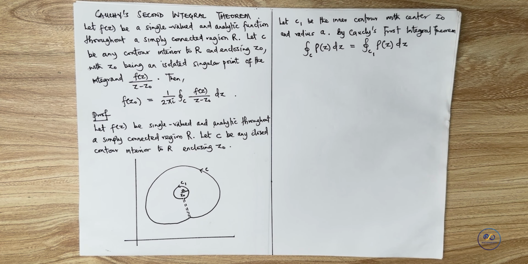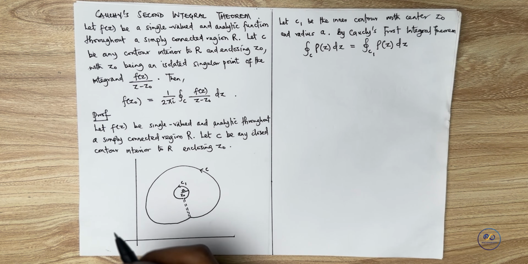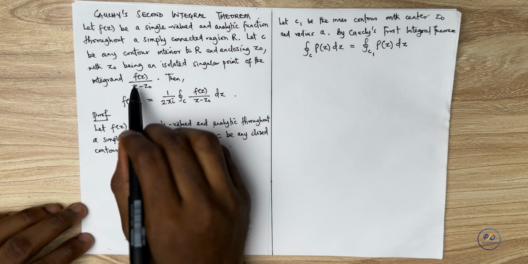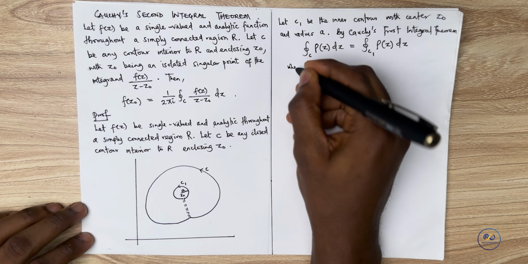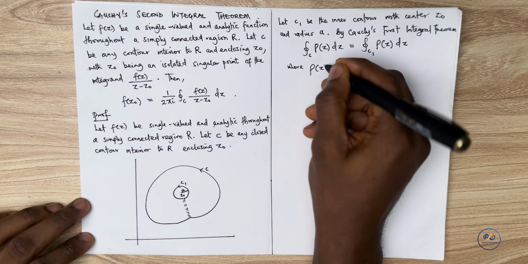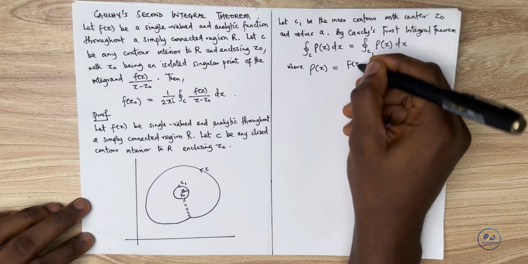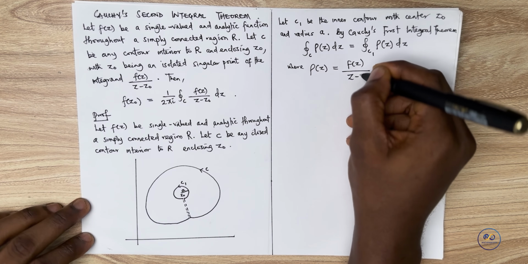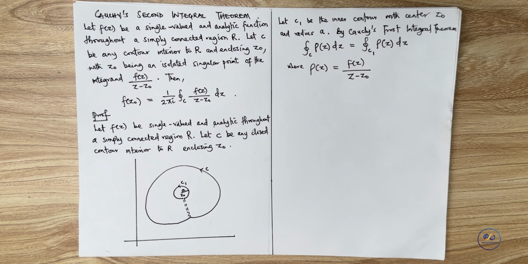Now, what exactly is rho of z? Rho of z is the function on which z naught exists as an isolated singular point, which is this. So rho of z equals f of z over z minus z naught. Right? So we are beginning to piece all the information we need together. Now let us see what happens.